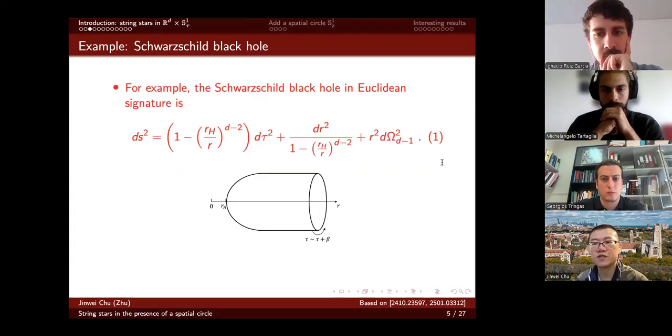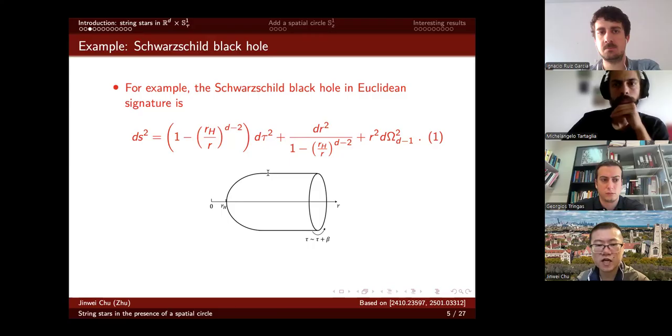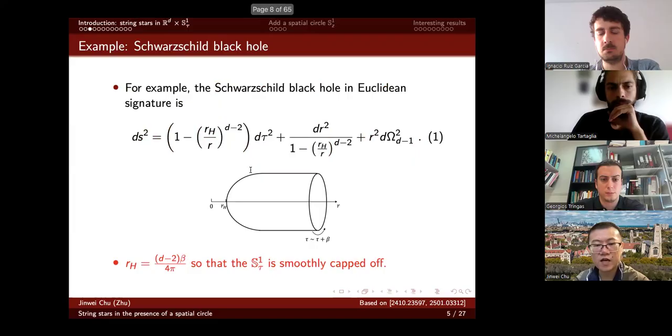A famous example is the Schwarzschild black hole in Euclidean signature. So this is the Schwarzschild metric. But more explicitly, we can look at this figure, which describes the geometry in this metric. As we can see from this figure, at large r, the circumference of the time circle is fixed to be beta, held fixed. And as r goes inward, the geometry is non-trivial, especially it is capped off at the horizon radius r_H. For the capping off to be smooth, r_H and beta should satisfy this condition.